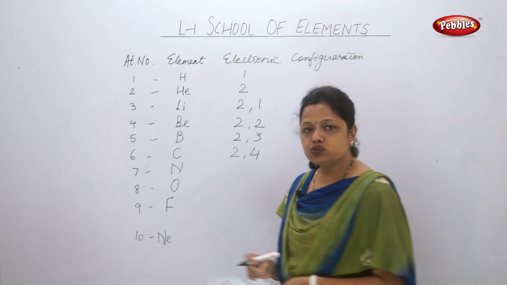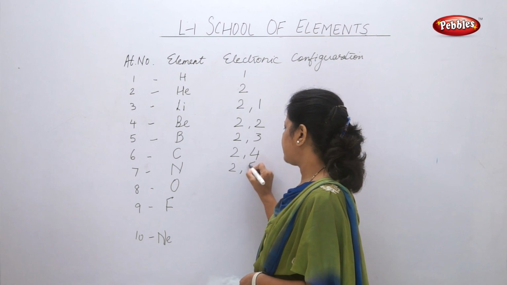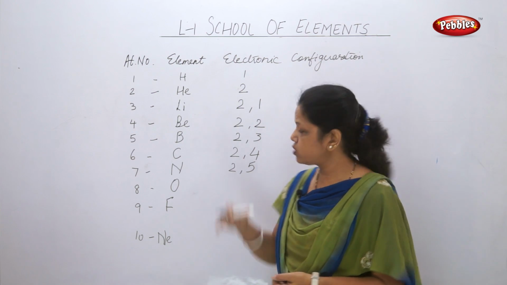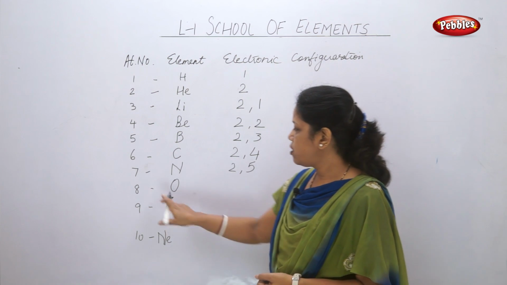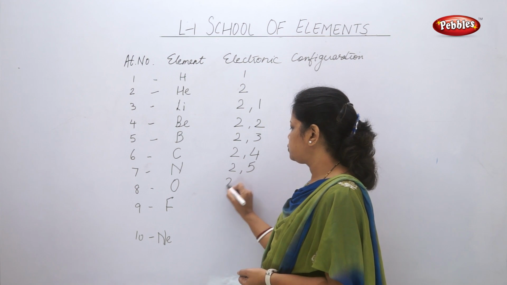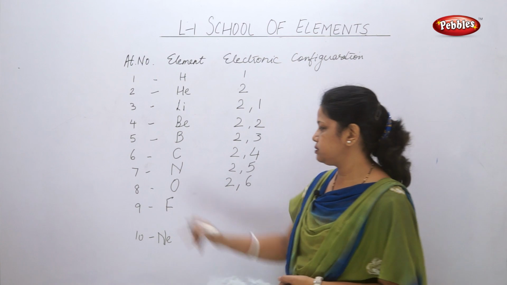7, that is nitrogen. Nitrogen first will have 2, then it will have 5. Maximum in second shell I can get 8, so I can go on adding it. Oxygen has 8 electrons total, so I can divide it into 2 and 6. So 6 plus 2, 8.